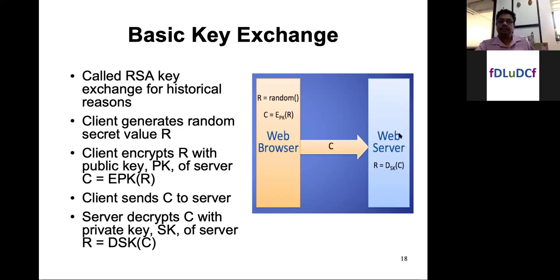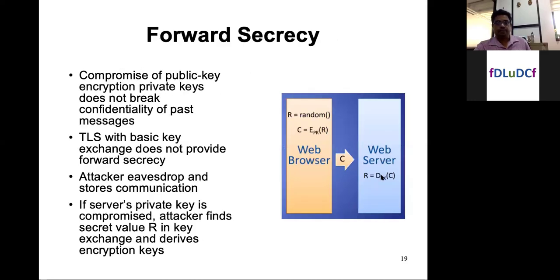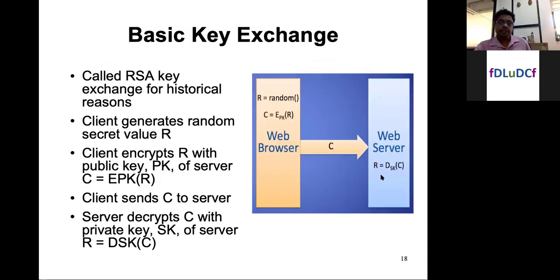The web server can decrypt it using which key? The private key of the web server. Then the web server gets the same random number. So the web browser knows it and the web server knows it. Then these two entities can use this random number as the master key. They then use that master key to derive a set of session keys. Those session keys will be used to encrypt the communication between the browser and the web server. So that's how typical RSA-based public key encryption works.